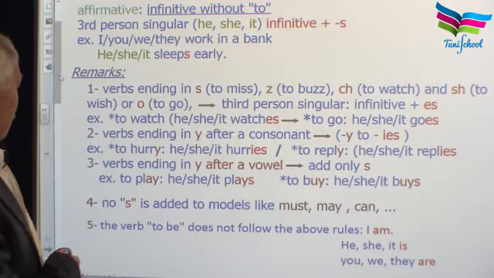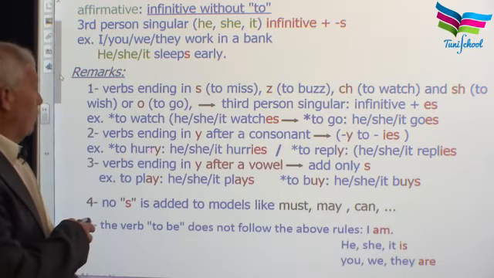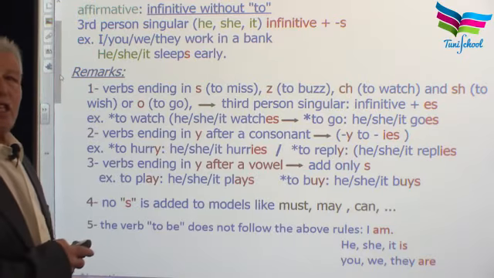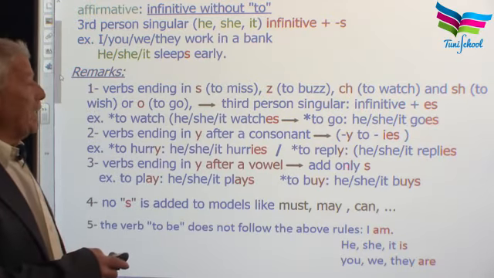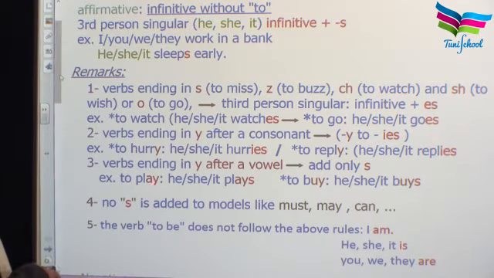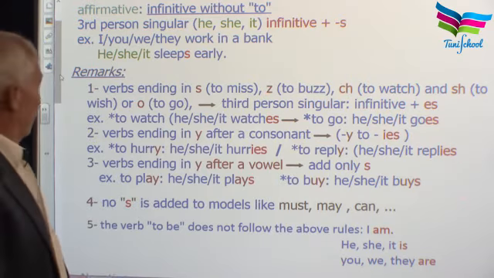Remark number 3. If you have a verb ending in Y, but you have a vowel before it, you don't have a consonant like the R, you have a vowel, you do not change anything. You only add S. Example, to play, you have the A, which is a vowel. He, she, it plays. To buy, he, she, it buys. Only the S.